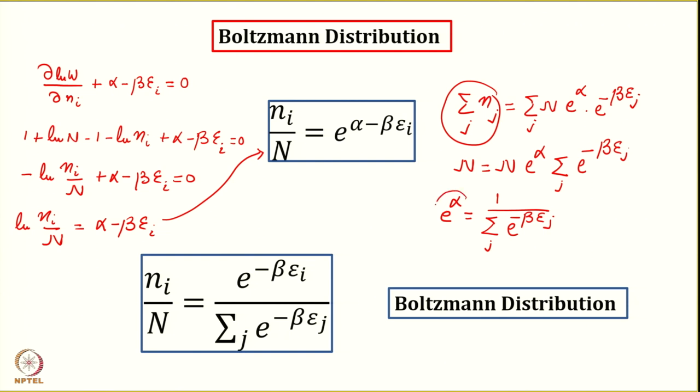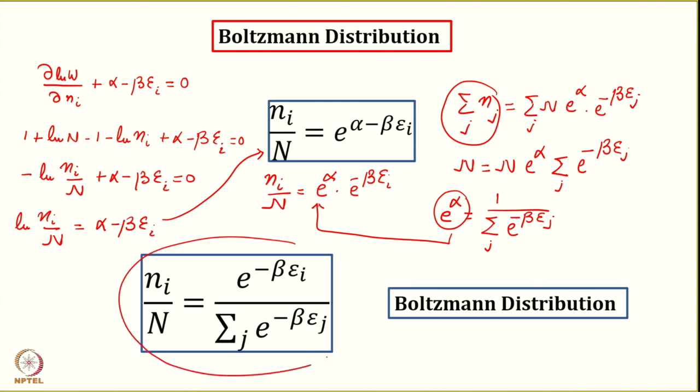And once you substitute this into this form, right? Remember that I can rewrite this as ni upon n is equal to exponential alpha into exponential minus beta ei. You substitute exponential alpha over here, and what you get is this expression. Ni upon n is equal to exponential minus beta ei divided by summation j exponential minus beta ej. This is the Boltzmann distribution. What this equation tells is the population of an ith state.